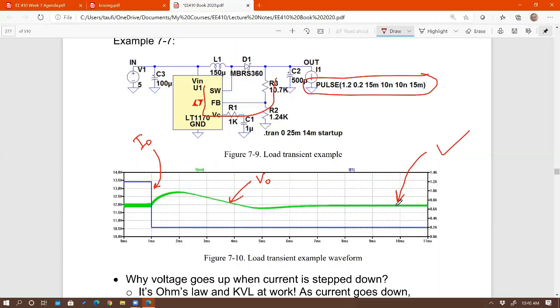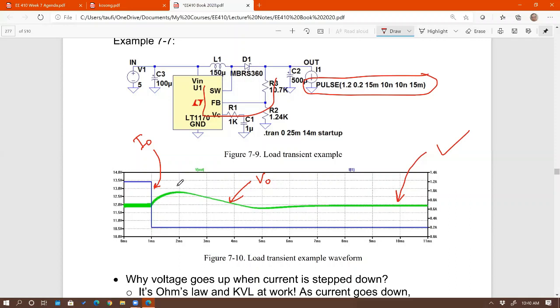And yes, we do want this to be stable. If it's not stable, then you'll see something like this. That's called marginally stable. If that's the case, then you need to fix the compensator. Again, beyond the scope of this class, okay? That's what you hope to see, steady state. That is stable right there. Now you can see that as current drops, voltage goes up.